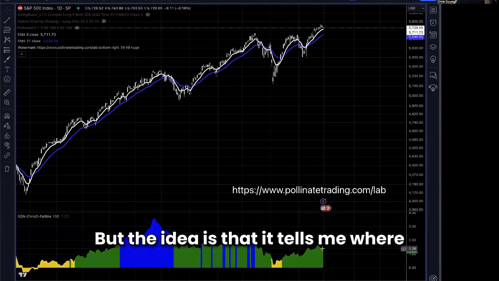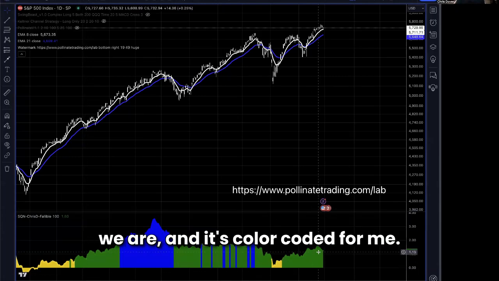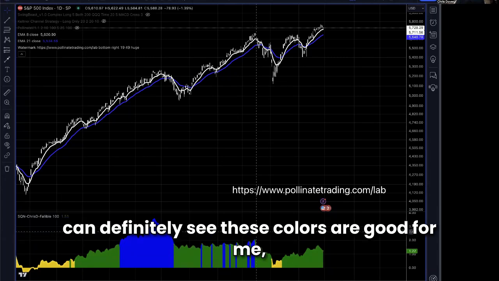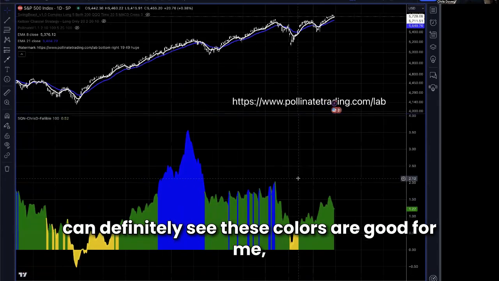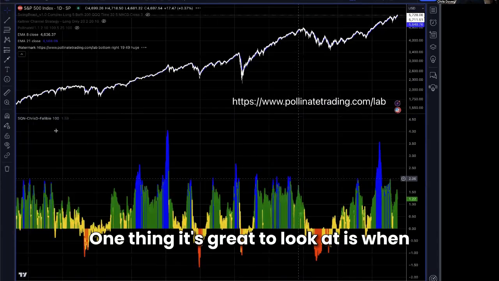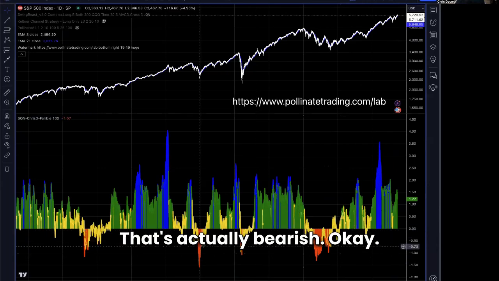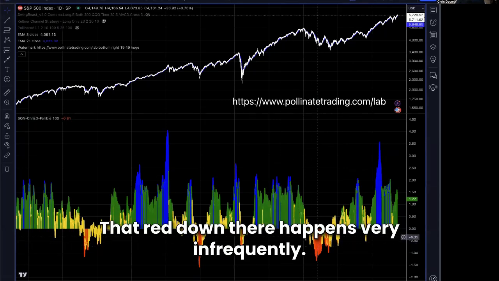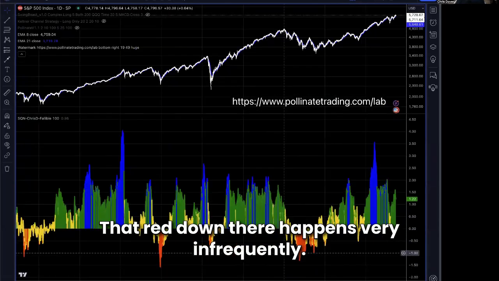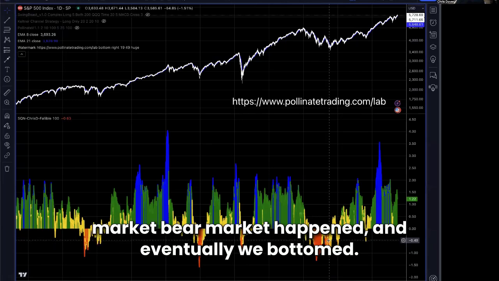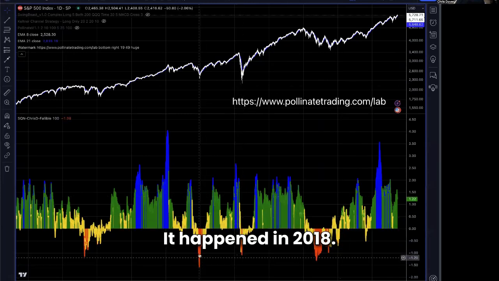But the idea is that it tells me where we are, and it's color coded for me. Now, I'm not the best with colors, but I can definitely see these colors are good for me. And I know what each one is. Okay. So one thing it's great to look at is when this thing is below 0, it doesn't mean it's bearish. When it gets into the red zone, that's actually bearish. Okay. That red down there happens very infrequently. It happened in 2022 as the bear market happened, and eventually we bottomed. It happened in 2020. It happened in 2018.